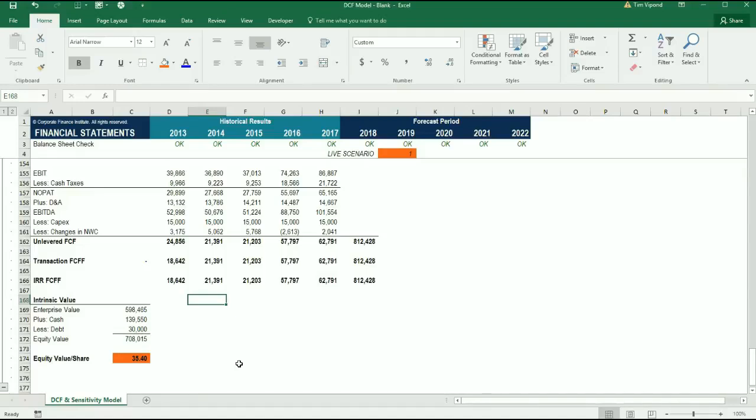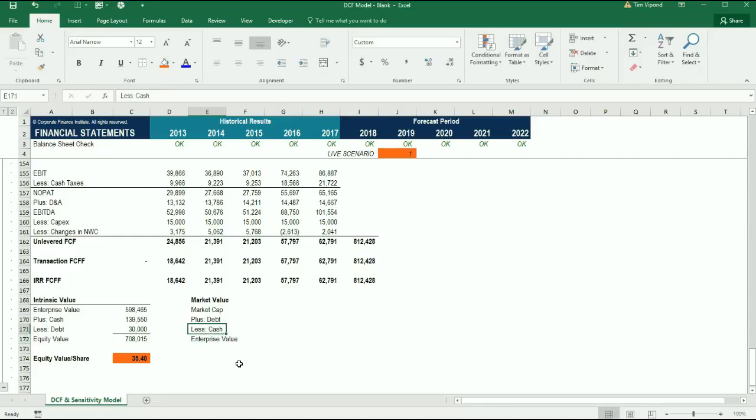Now what we're going to do is calculate the internal rate of return and the target price upside from this opportunity. So we need to make a table here where we outline the market value. We're going to start by getting the market capitalization of the business. Then we're going to add the debt, subtract the cash, and arrive at enterprise value.